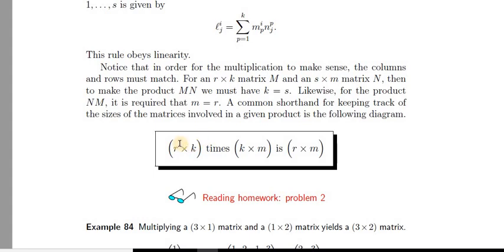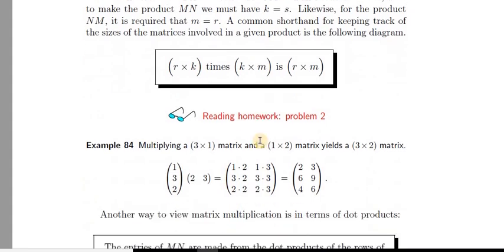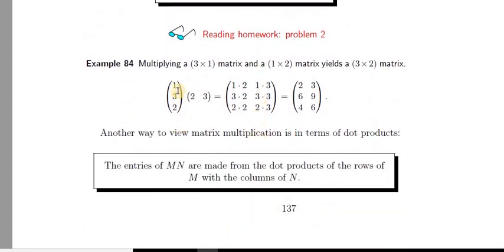R times K means if you have a matrix with R rows and K columns, multiplied by a matrix with K rows and M columns, you're going to end up with a matrix that's R rows and M columns. So you basically cancel, the K's have to match, and you take the first and the last. First entry here is to get the row size, and last entry here is to get the column size of the product. And here are some examples. So this 3 by 1, this is 1 by 2, so you get a 3 by 2.